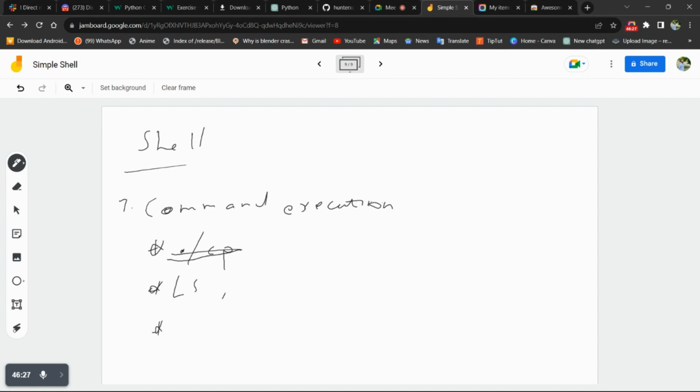MV, move. Like the move command. So we know that this is a program that moves a file from one path or destination to the other, or it basically renames another program. You can say that too.